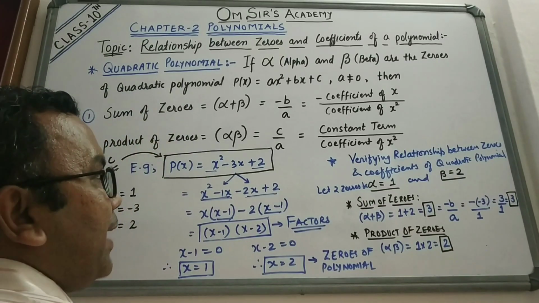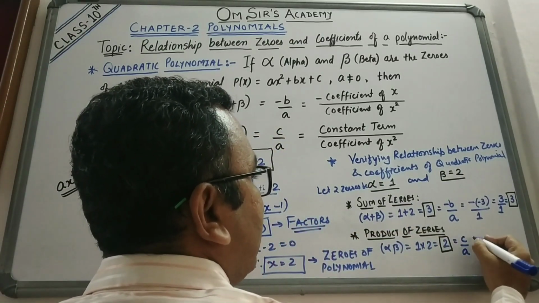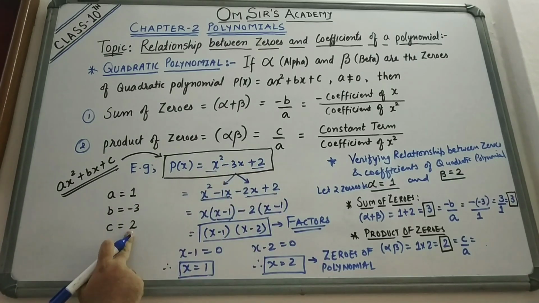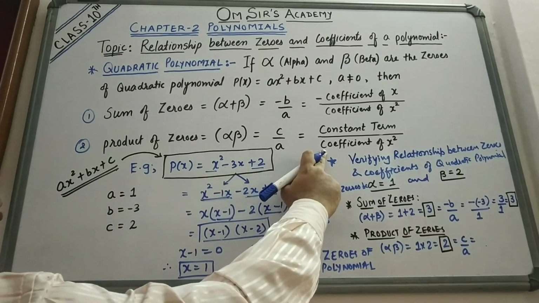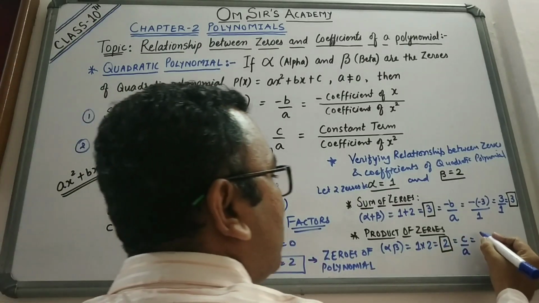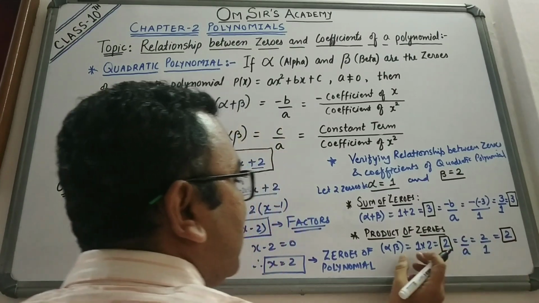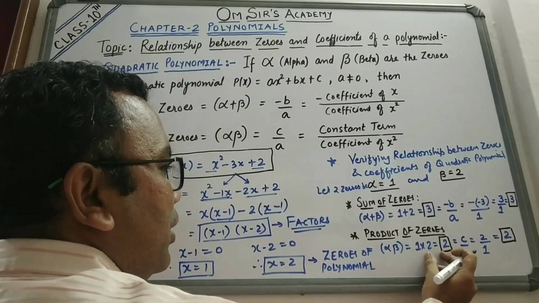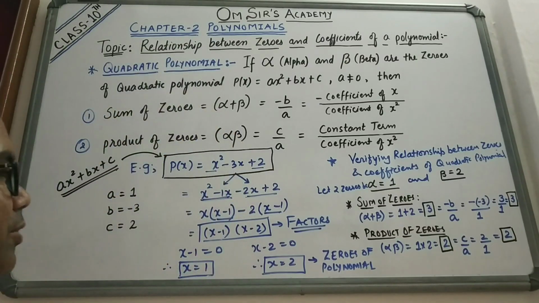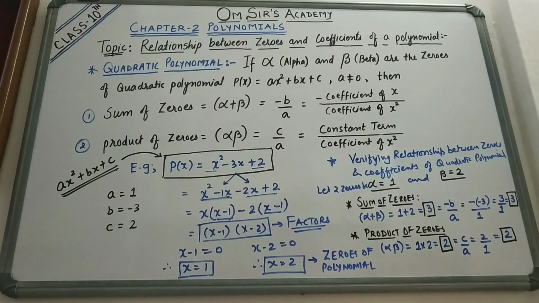Is it clear? Now that alpha into beta should be equal to c upon a. So c was the constant term, and a was the coefficient of x square. Here in this polynomial, the value of c, the constant term, is 2, and the coefficient of x square, a, is 1, so 2 upon 1 is 2. So when I multiplied these two zeros, alpha into beta, I got 2, and that is equal to c upon a, which is also 2. This way, friends, we verify the relationship between the zeros and the coefficients of a quadratic polynomial.